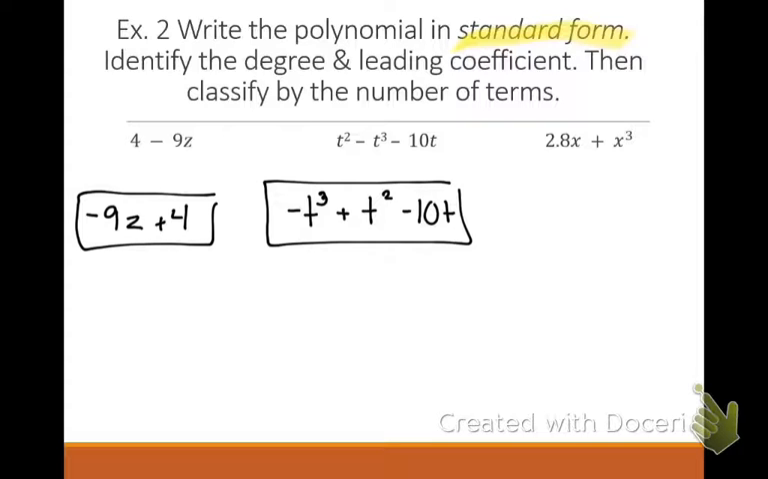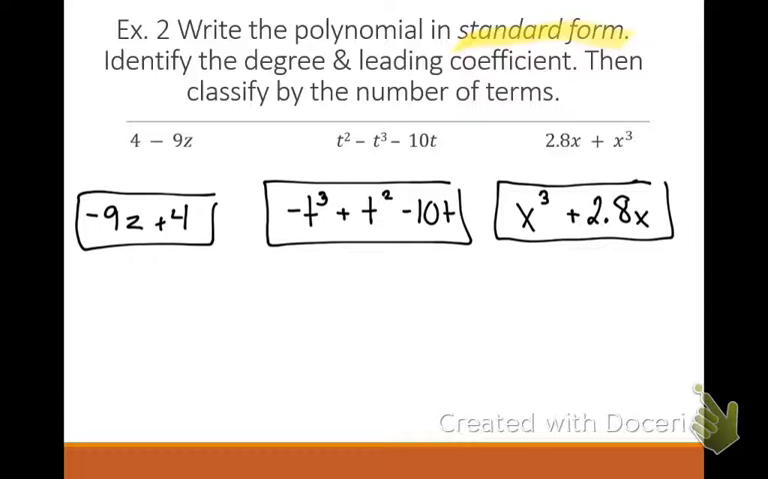Okay, all right. Now I want you to do the third one on your own. I'm going to pause real quick and give you a minute just to do that one. All right, so how would I write it? X to the third power plus 2.8x. Okay. All right. We still have some work to do.